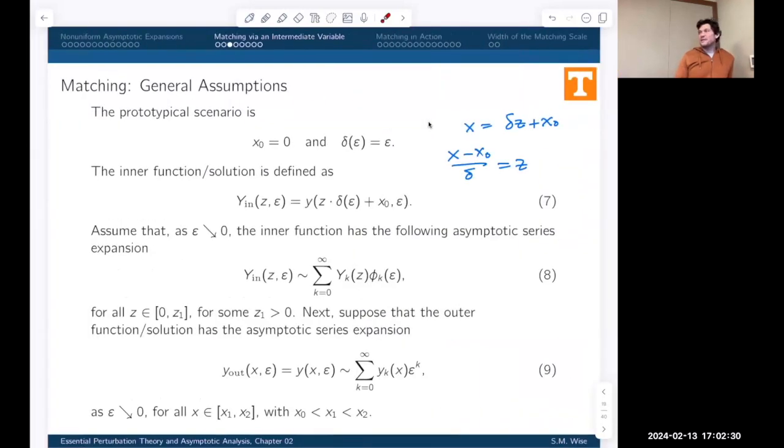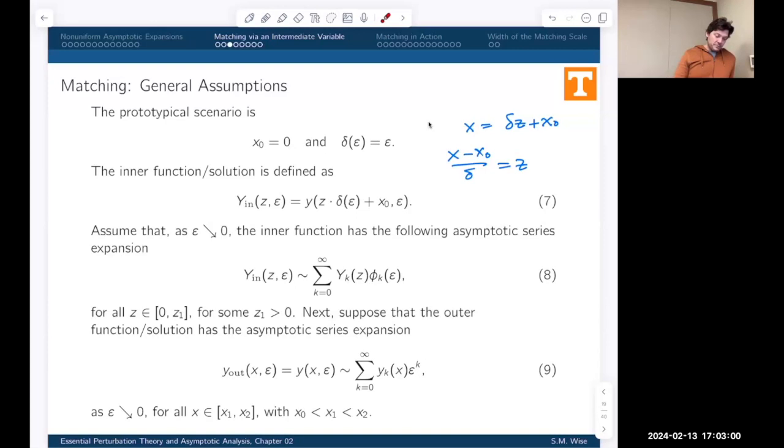Now, you could change it to make delta negative and z negative so that their product is positive, but why would you want to be so silly, right? So we'll make both of them positive. And so then we just solve for x, throw that in here, and that gives us the definition of the inner solution or the inner function. We're not going to call it an inner expansion because we're going to make an expansion of the inner function or the inner solution.